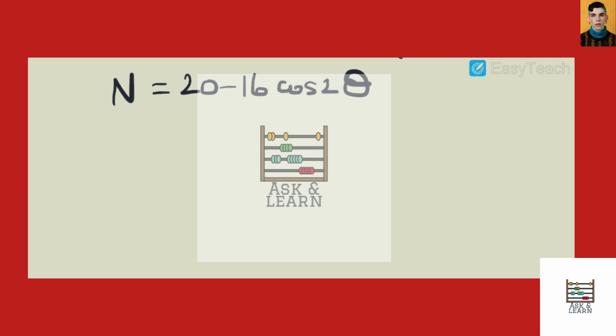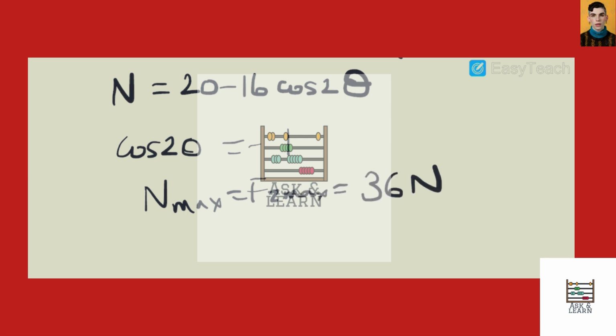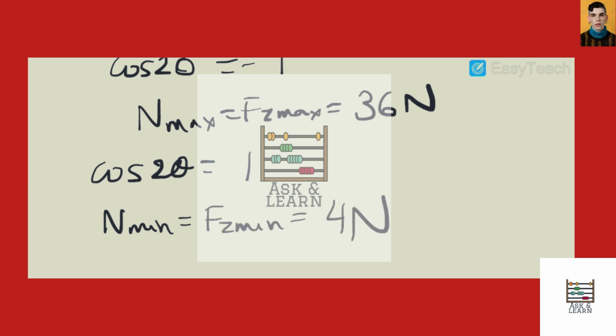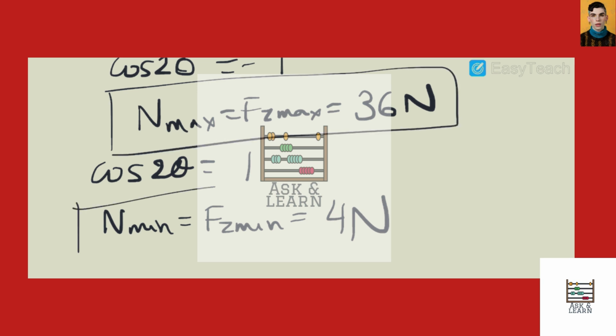So as I said before, this equation for N is maximized when cosine 2 theta is equal to negative 1. And this gives us an N max, or FZ max, equal to 36 newtons. And this equation is minimized when cosine 2 theta is equal to 1. Therefore, we'll see that the N min, which is equal to our FZ min, is equal to 4 newtons. So these two pieces of information are our final answer.